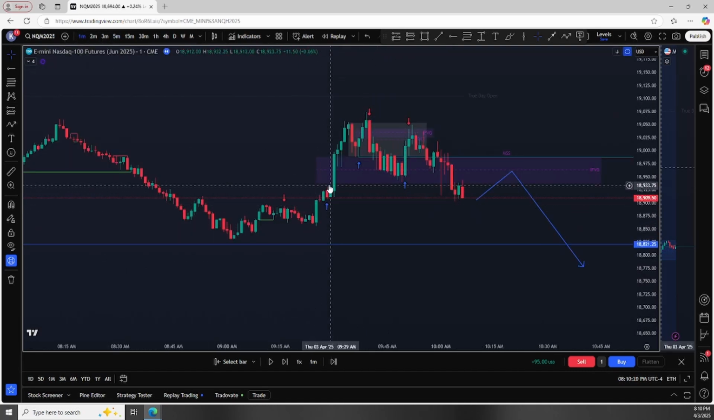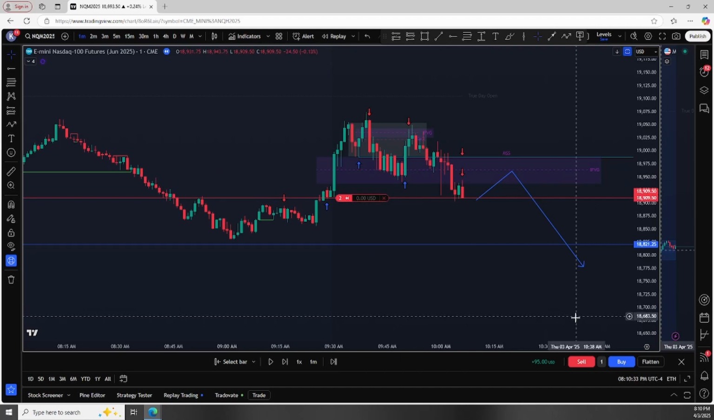Right here, we just inversed this, so you could take this IFVG entry, you could take an L1 entry, you could do whatever you wanted. You could wait for it to pop up into this gap. I'm going to get short 2 contracts right here because I liked the IFVG right here. I think that was a good setup, so let's roll this.